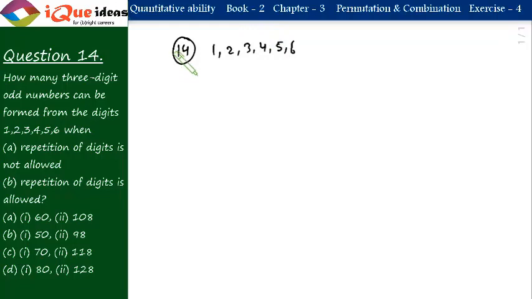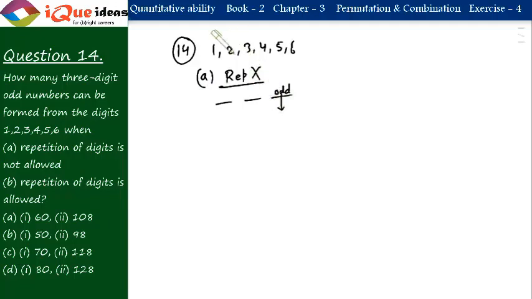And there are 2 cases. First case, repetition of digits is not allowed. So we have to form 3-digit numbers and the last one has to be odd. So what we do is, in all such cases, we always start with the last place, whether it is odd or even.